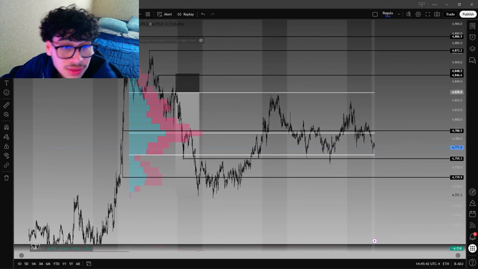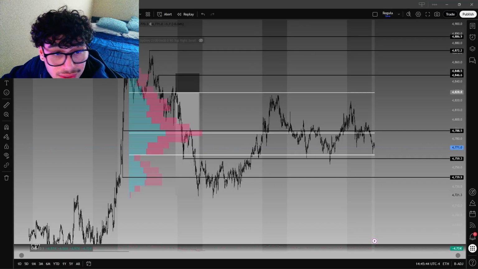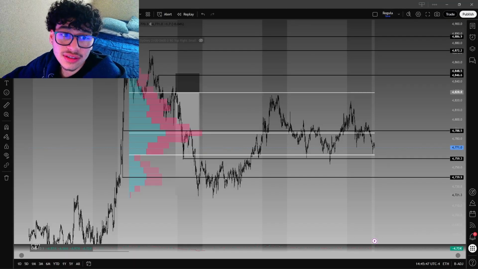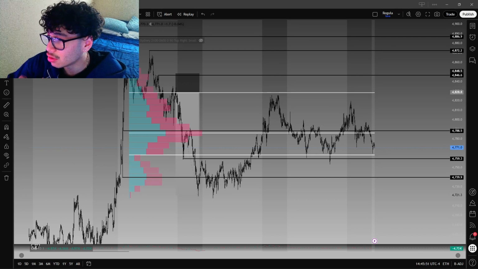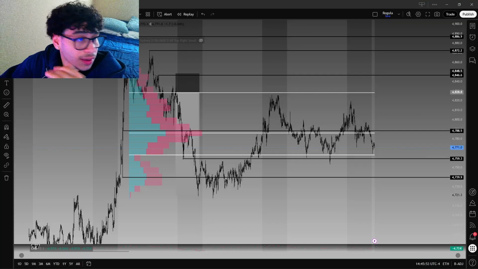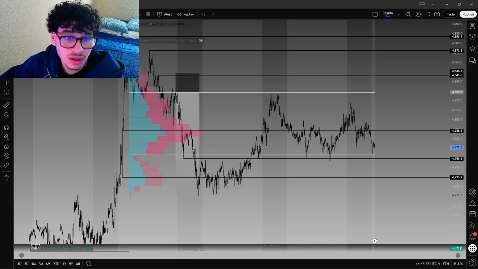Alright, so now setup number 3, this is the one where a lot of beginners miss. If price enters a low volume area, it usually moves quickly to the next volume area. So like ping ponging. So instead of taking small profits, you can hold for larger moves, because there's nothing slowing down the price.